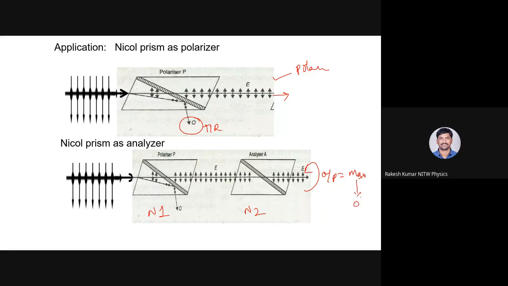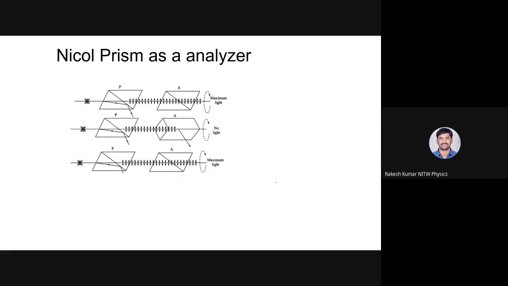So that means we can use the Nicol prism as both polarizer as well as analyzer. Agree, all of you? Yes, sir. We can use it for producing the polarized light. At the same time, we can use another Nicol prism to analyze whether the given light is polarized or not by rotating the second analyzer. So this is the application of the Nicol prism as a polarizer as well as analyzer.